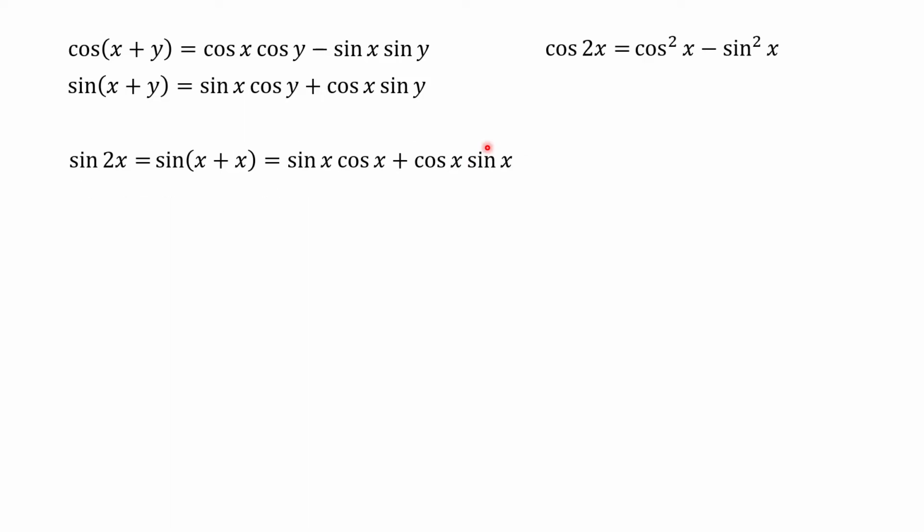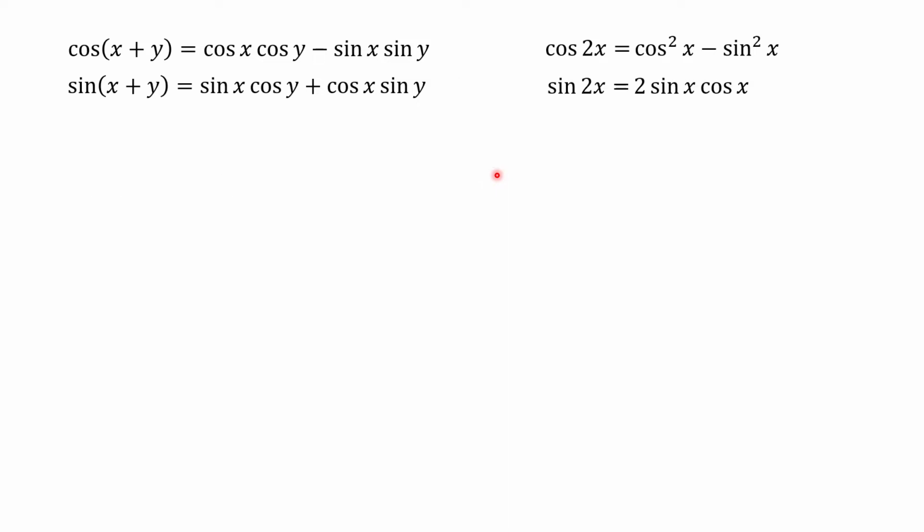Now, let's put it up. And we look at sine of 2x. Same idea. It's sine of x plus x. And now we can use this formula for sine of sum. So we get sine x times cosine x plus cosine x times sine x. We see we have sine x times cosine x here twice. And our formula is 2 sine x cosine x. Okay? So far, so good. Very easy.